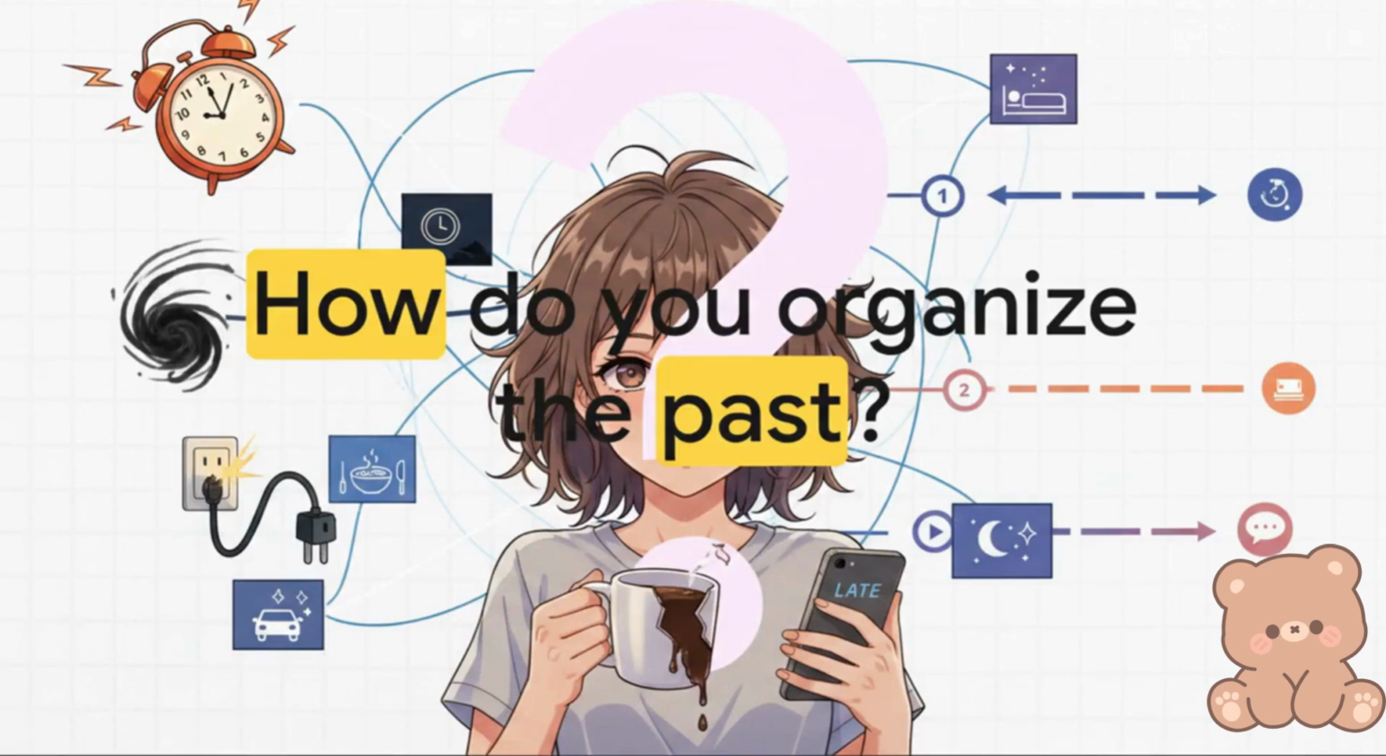So think about this for a second. How do you actually organize the past? When you're telling a friend a kind of chaotic story, maybe about a terrible morning where literally everything went wrong, you've got multiple things happening at different times, right? You woke up late, but before that, your alarm didn't go off, and before that, the power went out. How do you make sense of all those overlapping events without totally confusing your listener? How do you clearly signal what happened first?